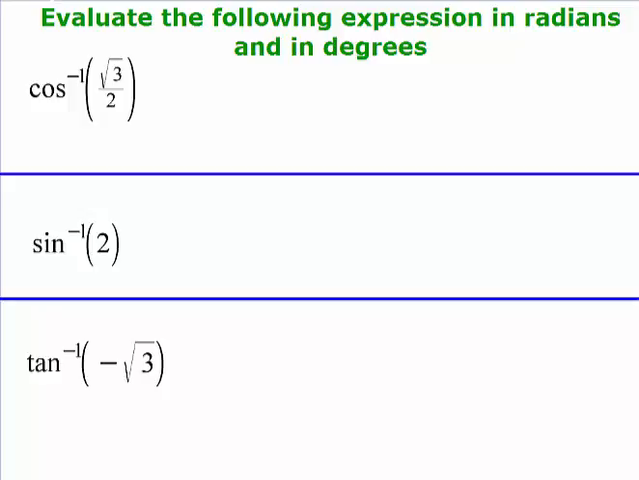Evaluate cosine to the negative first. So whenever you see the negative first power on a function, it means inverse. So this is actually read in two ways. This is read as the inverse cosine or the arc cosine. Okay, I tend to use the phrase arc, but it means the same thing. Okay, so if cosine of this angle gives us a value, the arc cosine of that value is going to work us backwards to find us the angle.